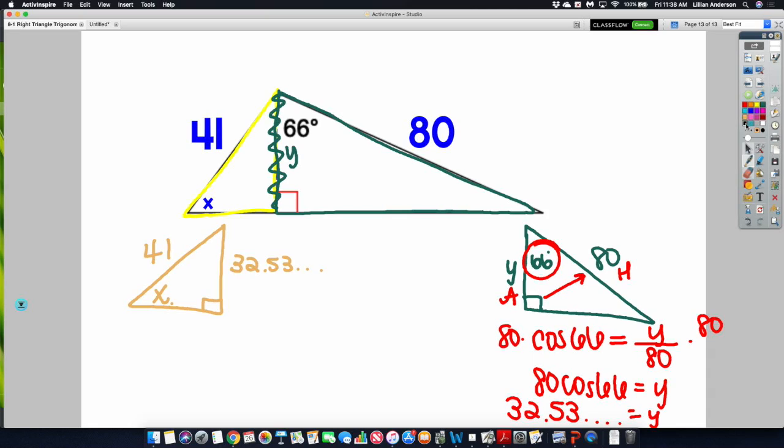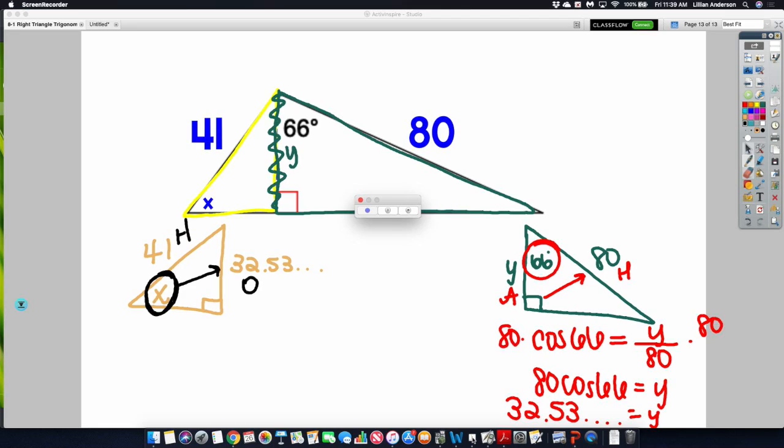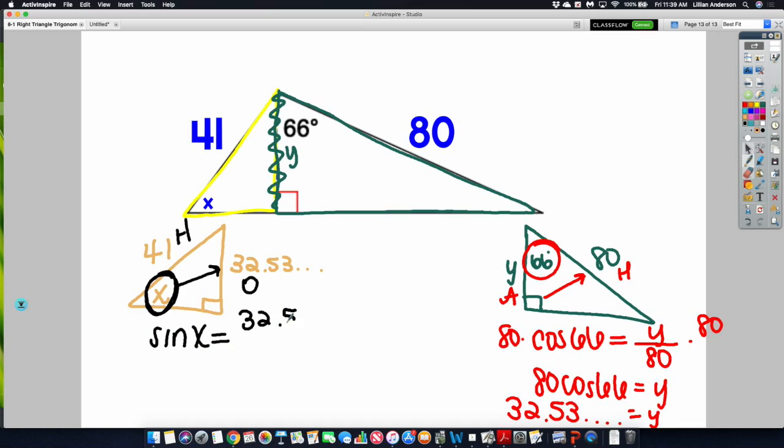Let's label our sides based off of the angle that I'm looking for. Never the 90-degree angle, always an acute angle. In this case, since I'm looking for x, that's the angle I'm basing it off of. That 32 number is my opposite side because it's across from my angle. And then 41 is my hypotenuse. Since I have both my opposite and my hypotenuse, that means I'm going to use the sine ratio, because sine is opposite over hypotenuse.